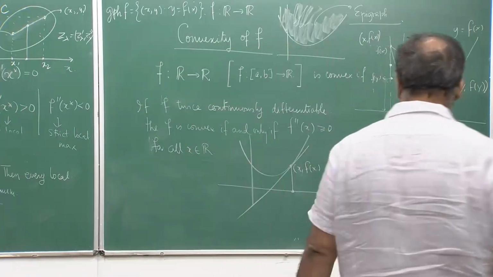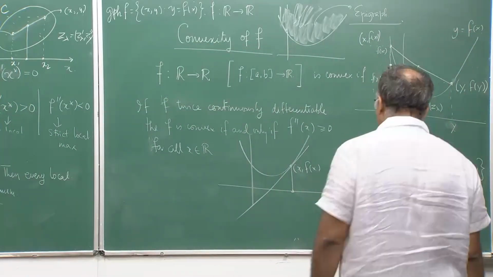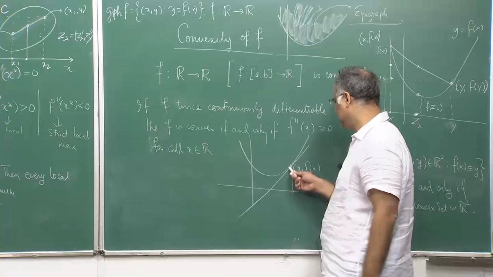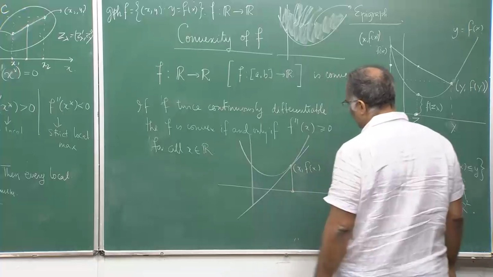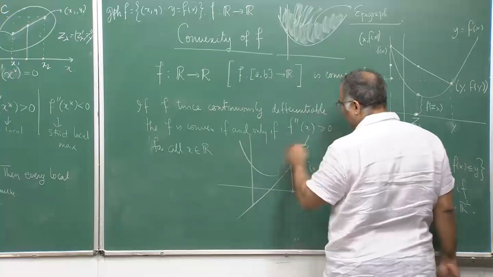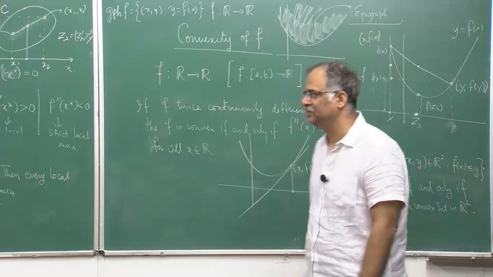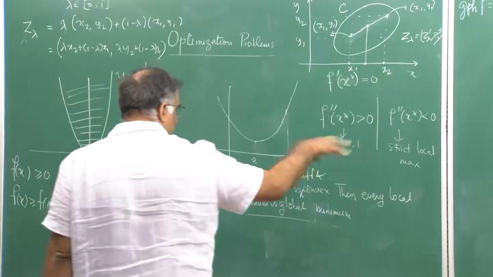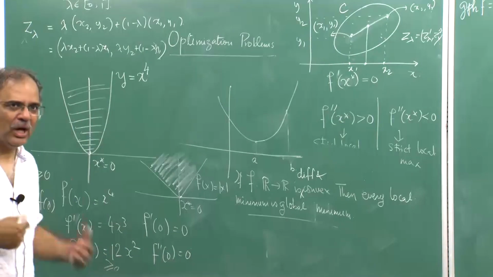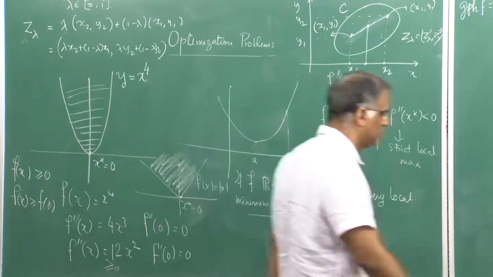Once I have drawn a tangent through x, f(x), observe what is happening. The tangent line is lying below the graph of the function, or lying below the epigraph if you want to say it like that. So how do you express this fact?